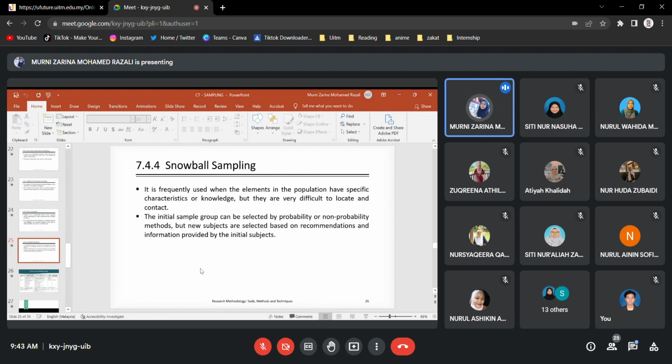Snowball sampling ni especially in a research that's difficult for the researcher to get the sample. Contohnya orang yang buat research berkaitan dengan penagihan dadah ataupun prostitutes issues. Jadi normally you cannot reach the samples easily, right? Jadi you gunakan snowball. Snowball meaning that sample introduce sample.